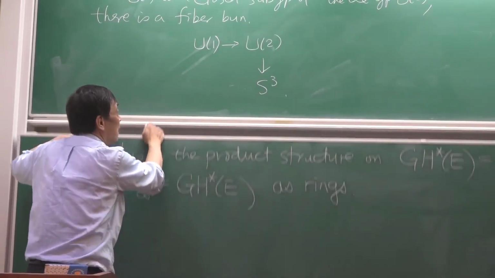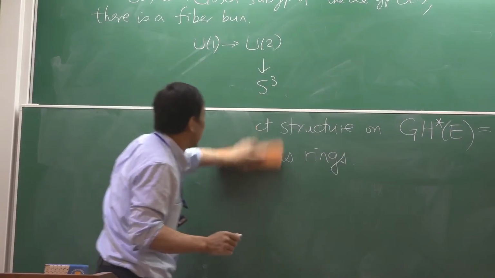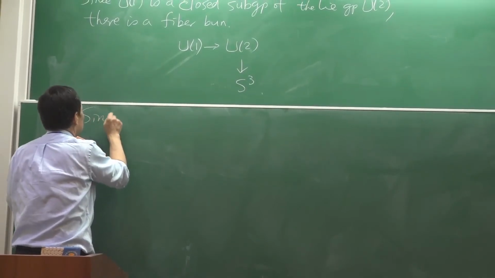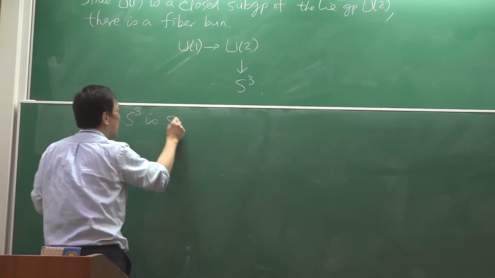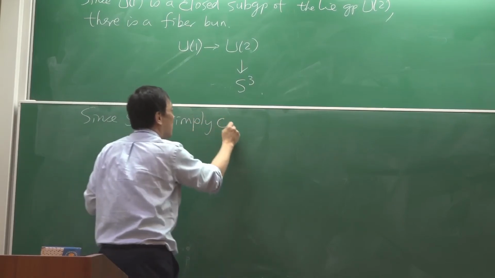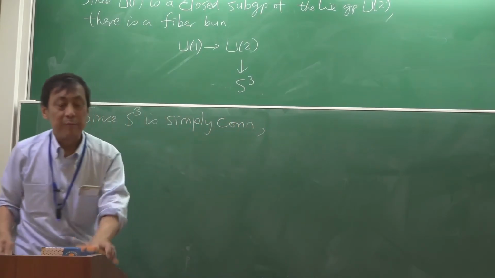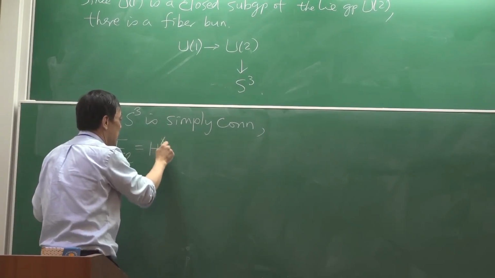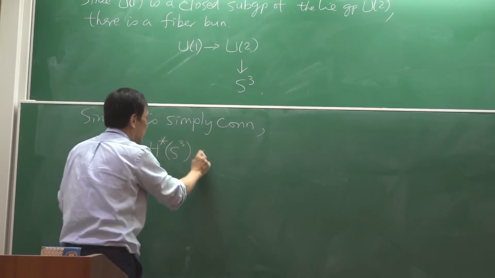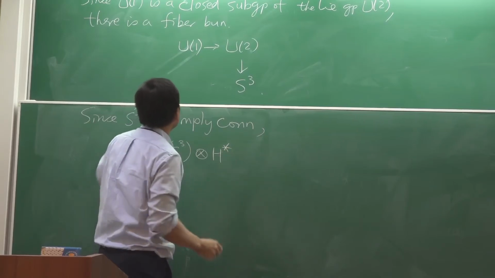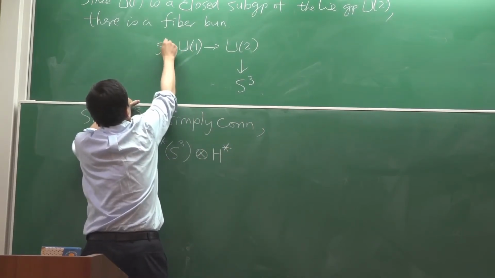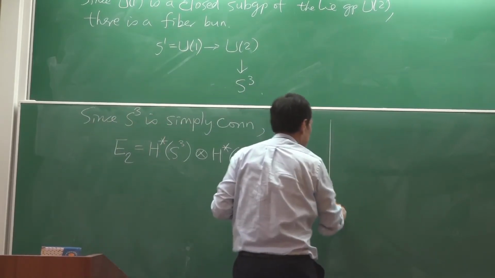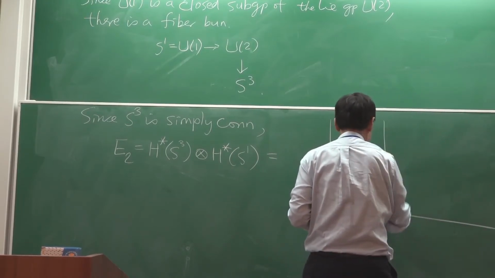Okay, and so now we can calculate the spectral sequence, and it works because S3 is simply connected. If the base is simply connected, then E2 is the cohomology of the base tensor with the cohomology of the fiber, which is S1. Okay? So here is the E2 term.